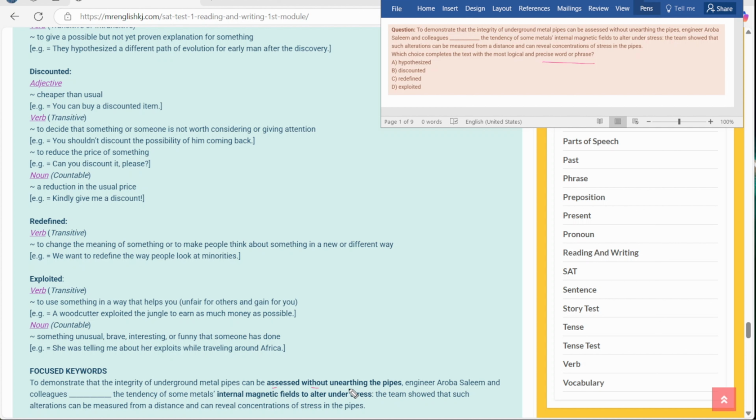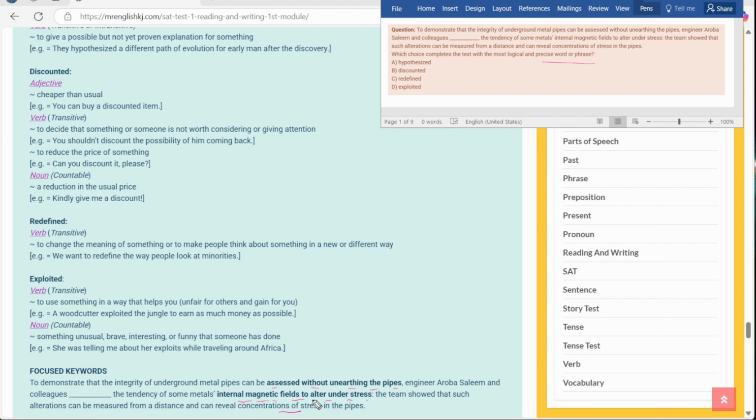Assessed without unearthing the pipe. Internal magnetic field to alter under stress. Okay. So we know based on that a team of scientists don't want to unearth the pipe, meaning pipes were already installed inside the earth underground. They don't want to unearth it. They don't want to take it out. They want to check the concentration of stress in the pipe by altering the internal magnetic field.